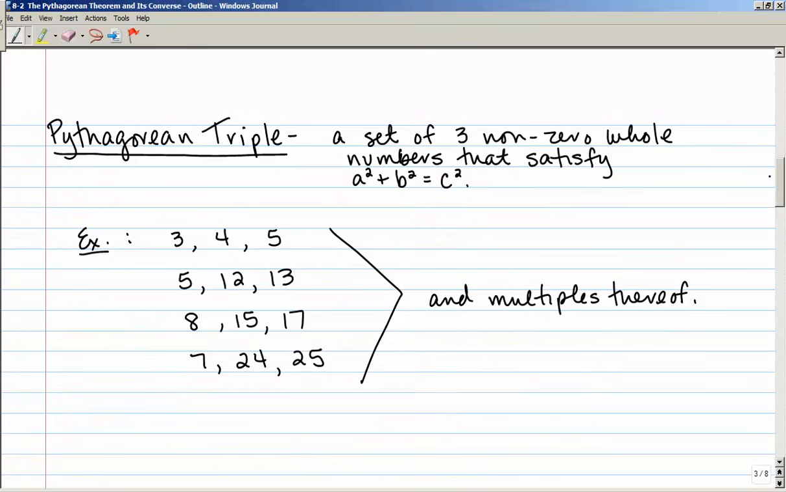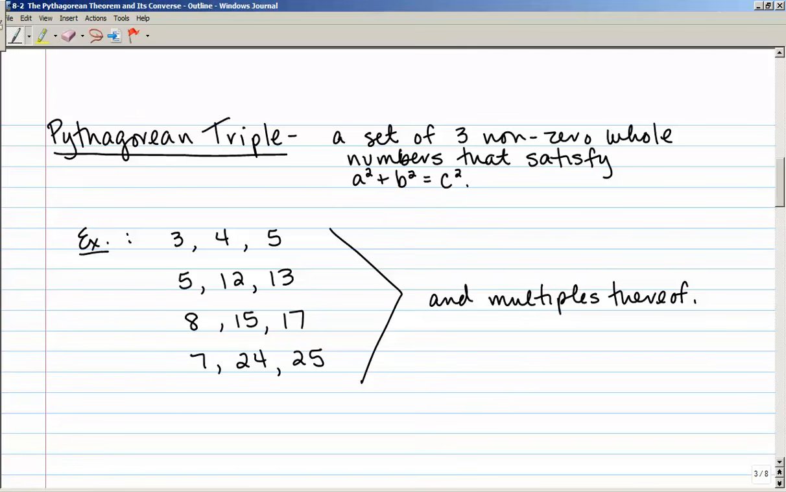A Pythagorean triple is a set of three non-zero whole numbers that satisfy the Pythagorean theorem, a squared plus b squared equals c squared. They can't be zero because it wouldn't make sense for the length of a side of a triangle to be zero. And they have to be whole numbers, so no fractions, no square roots, whole positive numbers.